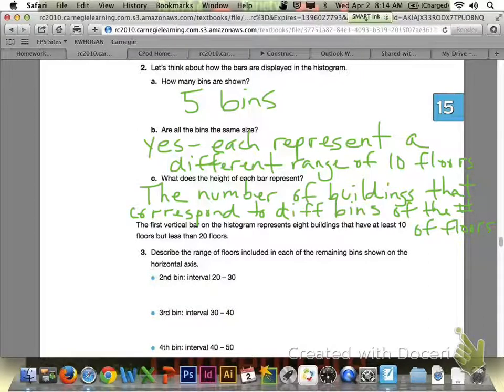In looking at the answers to letters A, B, and C, letter A asked us how many bins are shown. If you referred back to the histogram on page 1038, you should have come up with 5 bins. Letter B, are all the bins the same size? Yes, they are. Each one is going to represent a different range of 10 floors in those buildings. And for letter C, what does the height of each bar represent? It represents the number of buildings that correspond to the different bins of the number of floors.